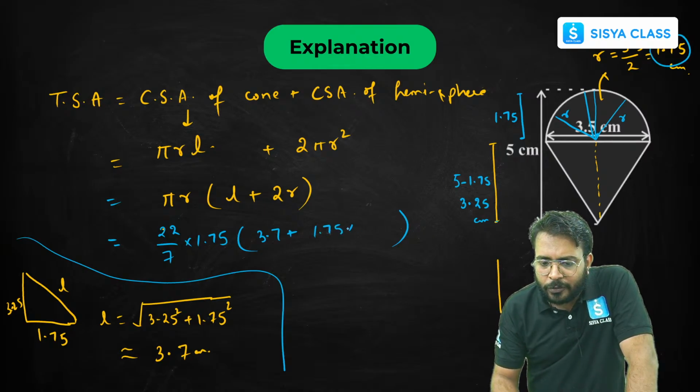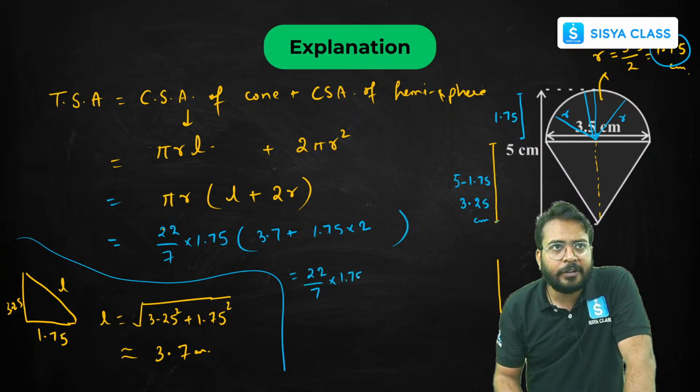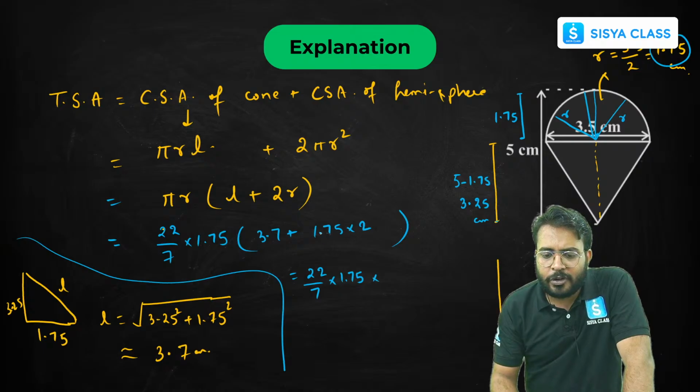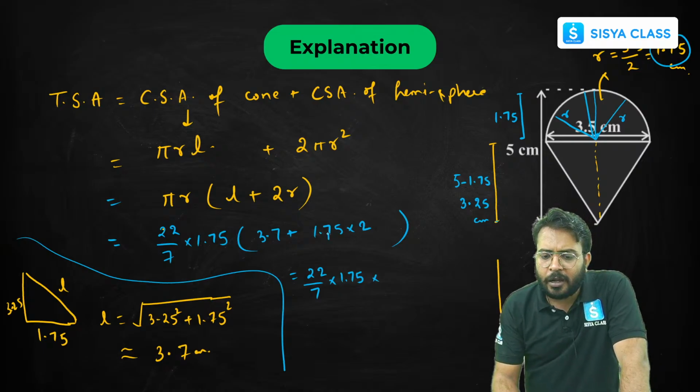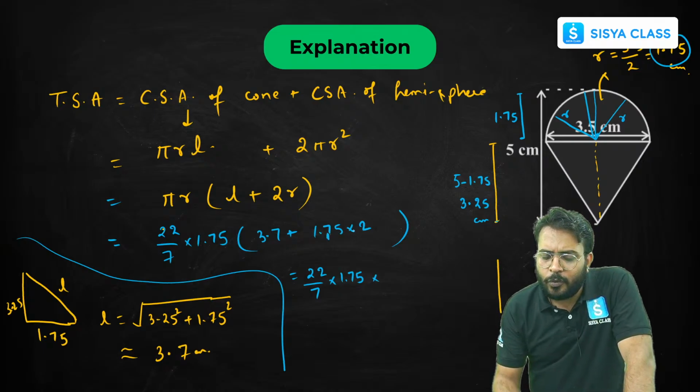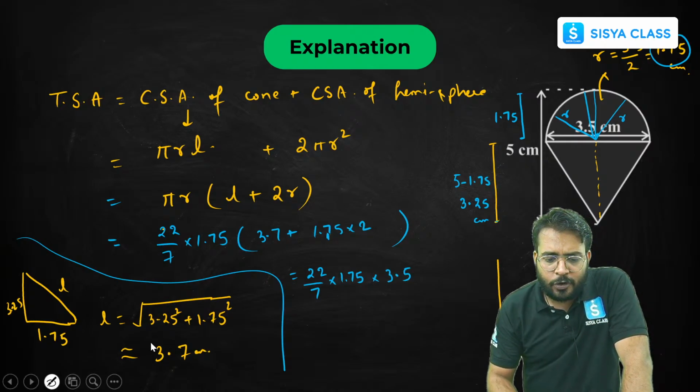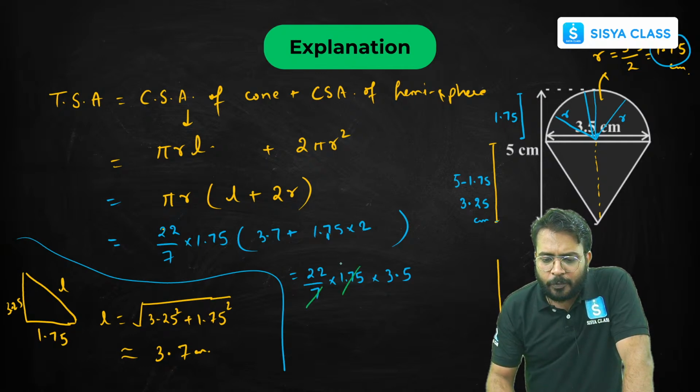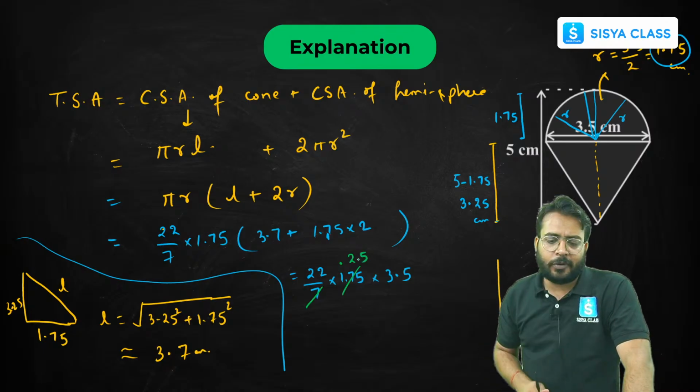1.75 into 2, all right. Now when you solve, you will get 22 by 7 into 1.75 into 1.75 into 2. It is going to be 2 and 1.5, it is going to be 3.5. Now 7 and this will get cancelled out. So 7 into 0.7 into 2, 14 and 7.5, you will get 0.25, okay.